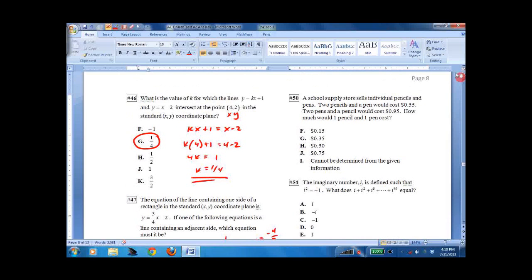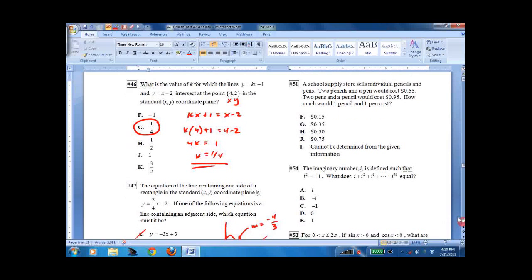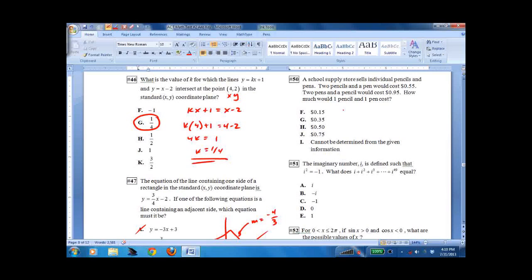School supply store sells pencils and pens. Let's call pencils X, so 2X plus Y is 0.55, and let's call pens Y. And then over here, 2Y and 1X equals 0.95. Let's multiply by, oh, what the heck, -2 down here. Now I'm going to do it in my head because I don't have enough room on this stupid page. Those are going to cancel. Y and -4Y is going to be -3Y.